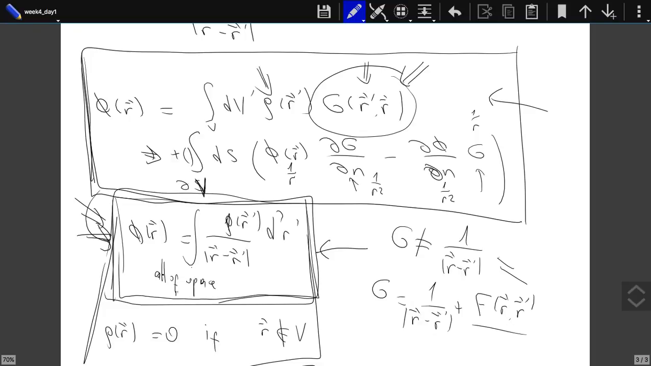G is a representation of external pressure. Not all of G, F is. You see, I have this F. This is the potential of a point charge only. And remember, in this problem, G is actually the potential of a point charge with zero boundary conditions. So if the boundary was at infinity, and I only have that point charge, then I would have this 1 over r minus r prime. That's the only thing I would have.